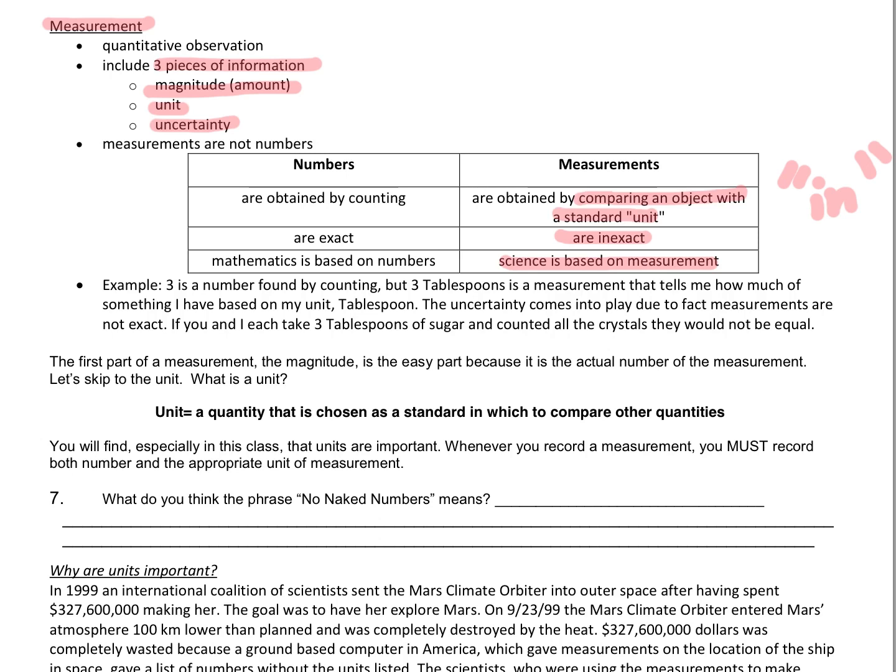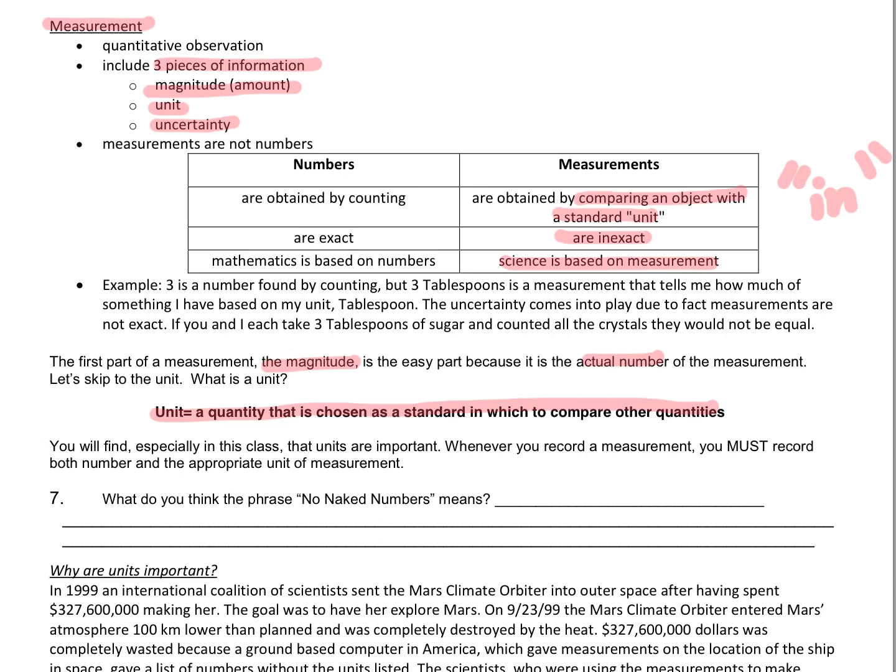So the first part of measurement is the magnitude. That's easy. That's the actual number. The second part is the unit. A unit is a quantity that is chosen as a standard in which to compare other quantities. So the inch is a unit.